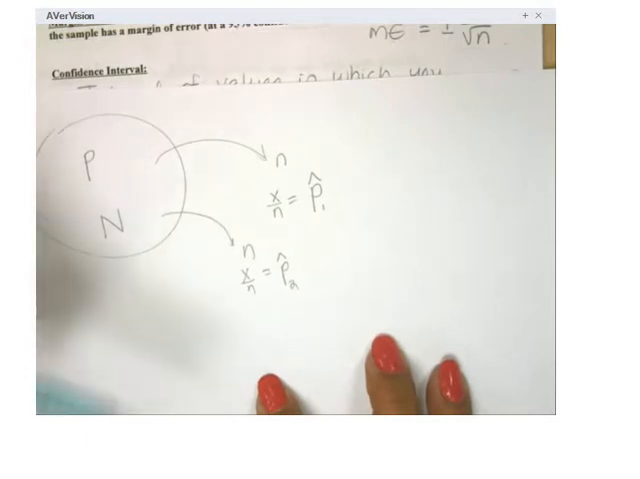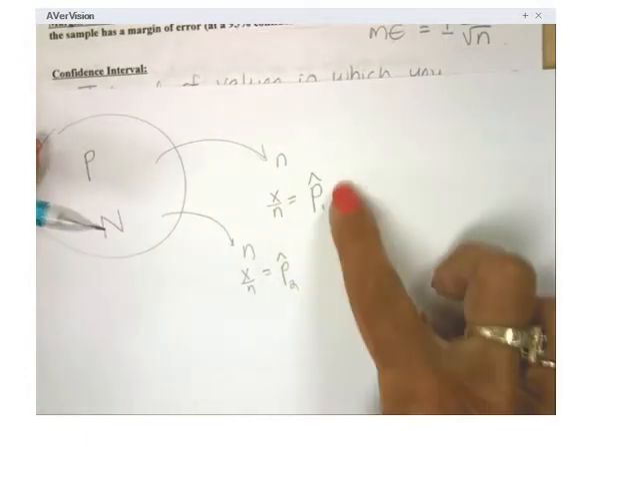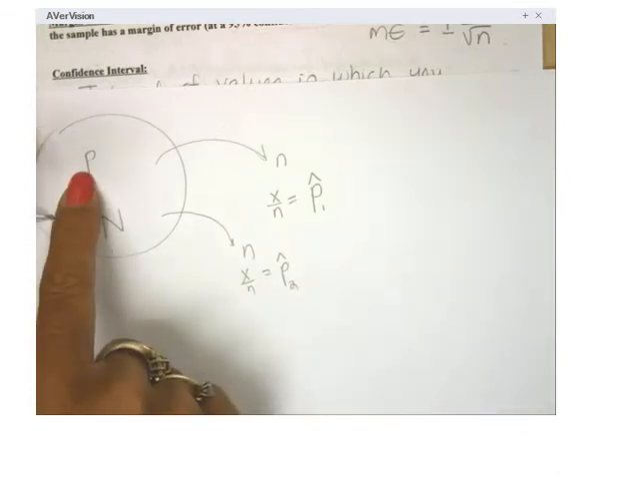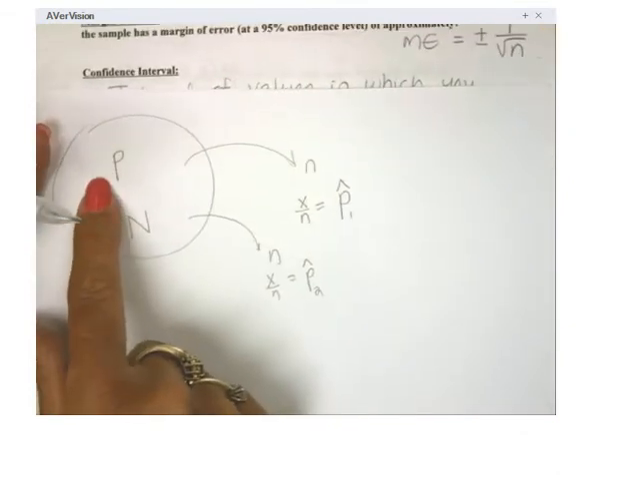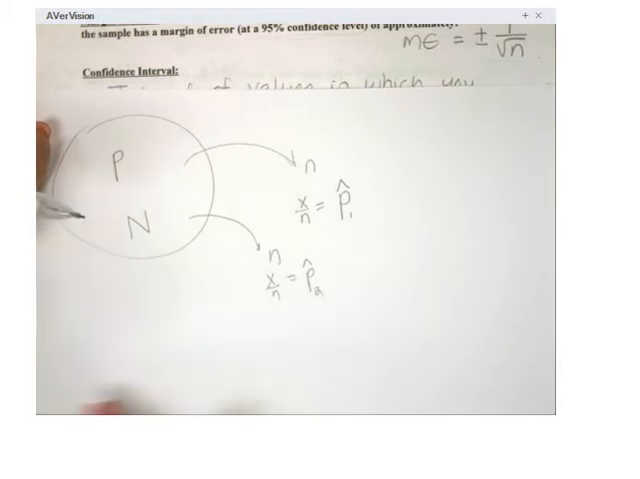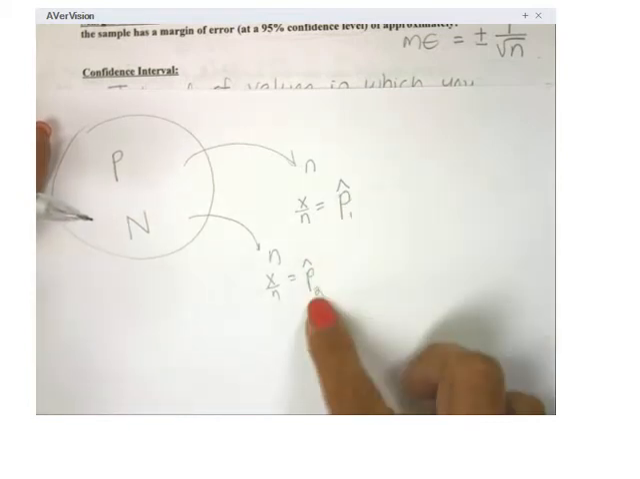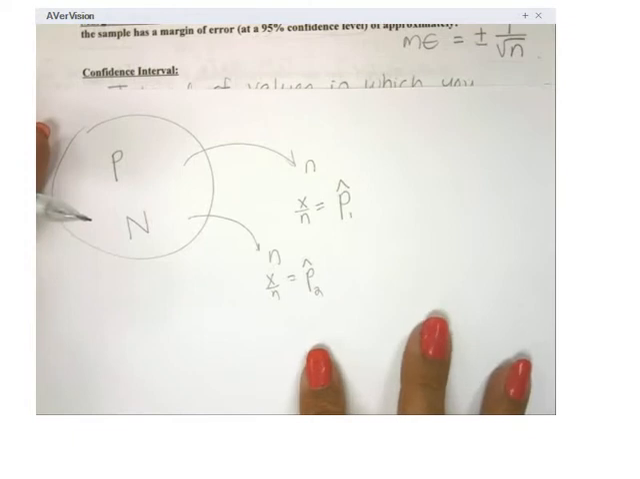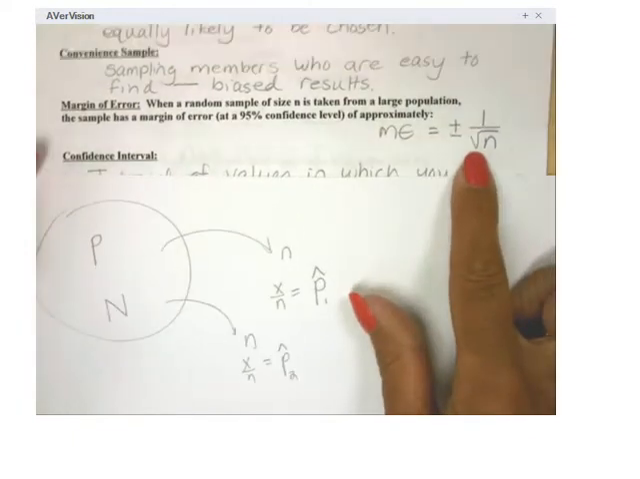And we would love for these two p hats to be exactly the same as this little p, which is the true proportion if we had done a census. However, we know that these are not going to always be the same by any means, and they're going to vary. And that's what I mean by talking about a margin of error.